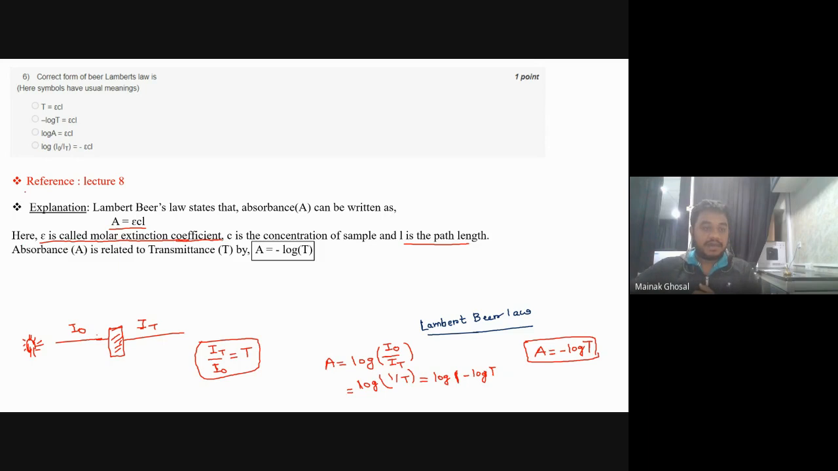Now if you replace this A by minus log T, you can find this equation: A equals minus log T, and minus log T equals epsilon CL. So this is another form of Lambert-Beer law. The first one is not correct, and I have proved that the third one is not correct. But what about the fourth one? Someone answered the fourth one. If you take log I0 by IT, this will give you A. Then there was a negative sign, minus epsilon CL. It cannot be that A equals minus epsilon CL. A will be equal to epsilon CL. Got it? So your correct answer is minus log T equals epsilon CL. Fine?